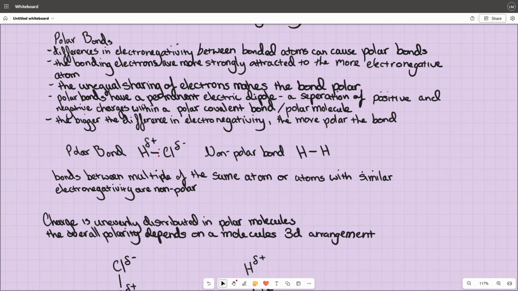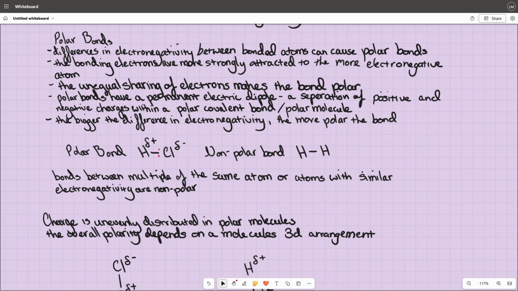So, for example, here you see an example of a polar bond, HCl, and you see there's a symbol there, which is delta. Delta means slightly, because they're not like ions, they're not completely positive and completely negative. They're slightly positive and slightly negative. So we refer to that as delta. In this polar bond, HCl, hydrogen is delta plus because it's less electronegative, and chlorine is delta minus because it's more electronegative. And therefore the electrons are drawn towards the chlorine, which is an unequal sharing.